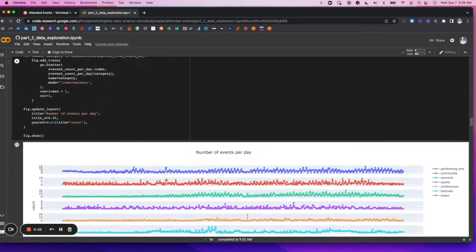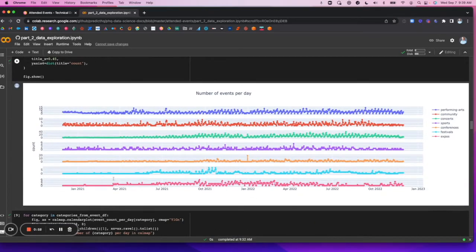The next insight we would look at is number of events per day. So each one of these charts shows number of events per day per category, and you'll see that there's a variance to them, and there's a day, obviously, it looks like December of 2021, with a high level of conferences sticking out here.